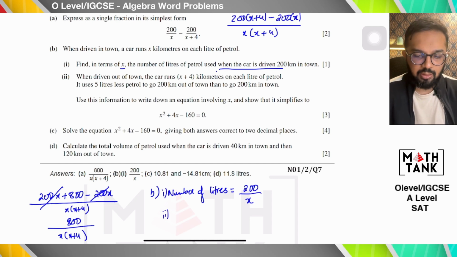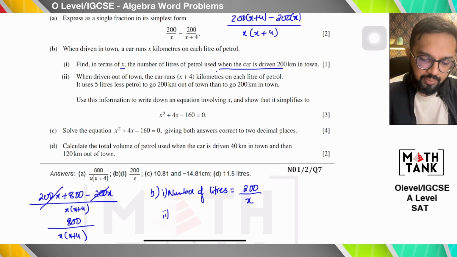Let's say you were driving 8 kilometers on each liter of petrol. When would you complete 200? You would say 200 divided by x. That would give you the number of liters. In the previous questions, it used to give us the number of hours because I was giving you a distance and speed. This time I'm giving you a consumption and the distance. So you divide distance by the consumption.